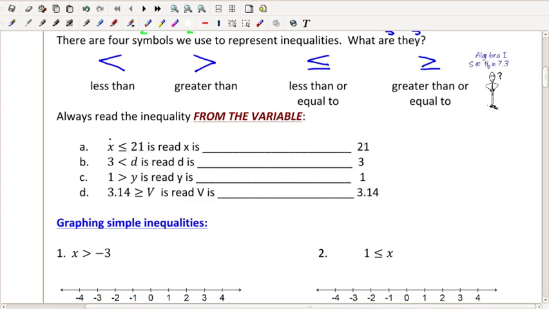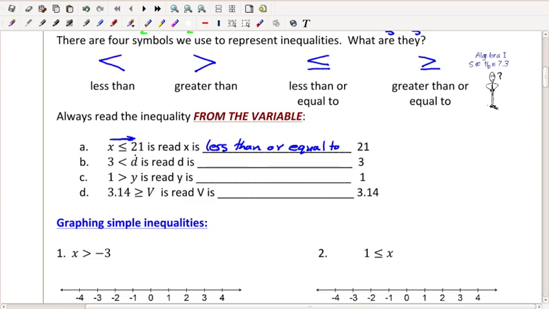So x is the variable, so we're going to read it from x, from left to right in this case, which is the normal way we read things. So this is read x is less than or equal to 21. So remember that your crocodile, your alligator, whatever, always eats the bigger term. So x is the smaller term, 21 is the bigger term. So it's easy when the variable's on the left-hand side. You have to flip it around when the variable's on the right-hand side.